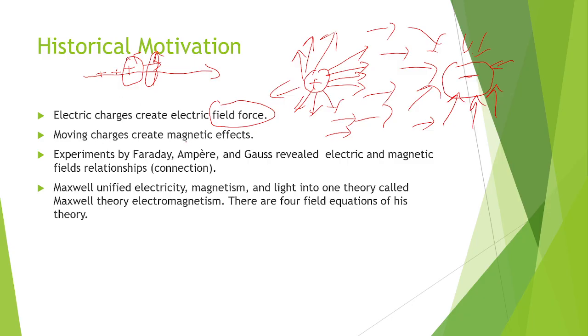Experiments by Faraday, Ampere and Gauss revealed the relationship between electric and magnetic fields. These scholars said that there should be some connection between the magnetic and electric field, because you see when an electric charge moves, it creates a magnetic field. So clearly we see some connection in between.